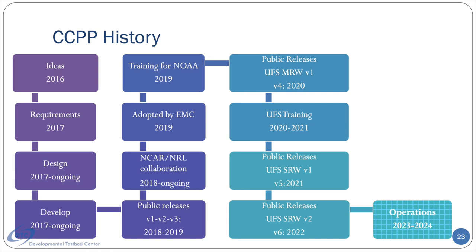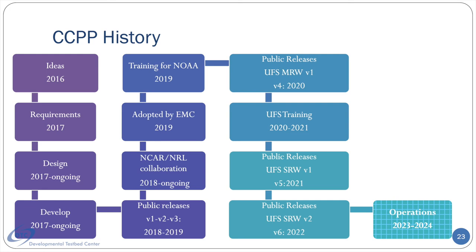The first public releases, all of which included a simple single-column model as demonstration, occurred in 2018 through 2019, although it was implemented within some versions of FV3 during this time frame as well. In 2018, we began the collaboration with NCAR and NRL, which is still ongoing to this day. In 2019, the CCPP was adopted by NOAA EMC for development, after which we conducted an in-person training the same year. In the spring of 2020, the CCPP was released alongside the first public release of the UFS medium-range weather app, with a minor update in the fall of the same year.